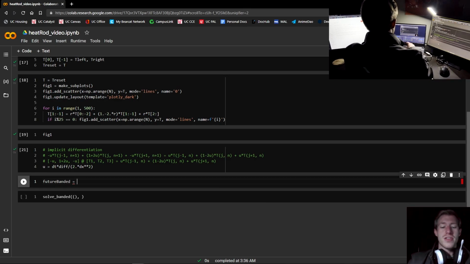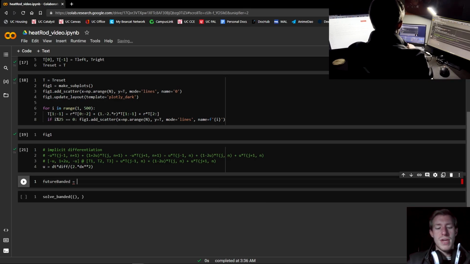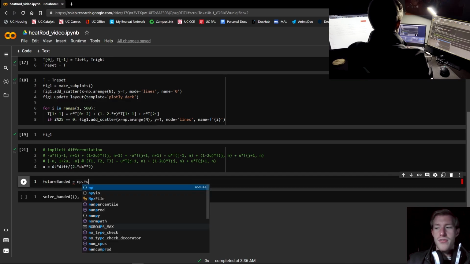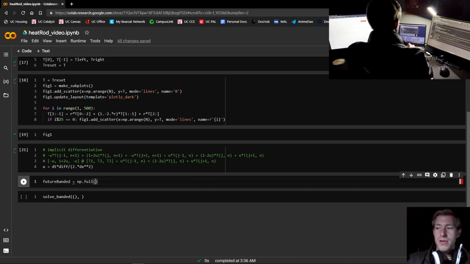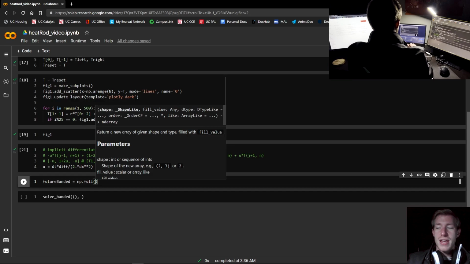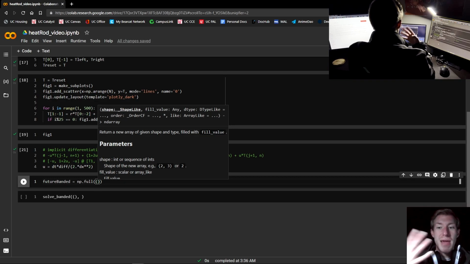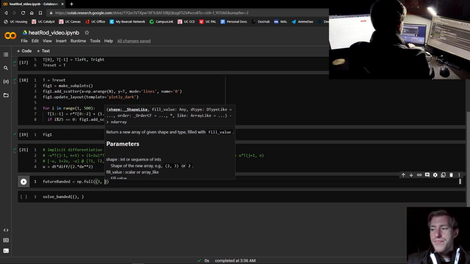So our future_banded is going to be a new matrix, so we're going to do np.full. It's going to be full of zeros, but we first need to put in the size, right? So the shape, what's the shape going to be? Well, we're going to return a tuple, and the tuple is going to be, well, how many bands do we have, right? So we have our central band, which is our 1 plus 2u, and then we have our 2 on either side, negative u bands. So it's going to be 3 bands.